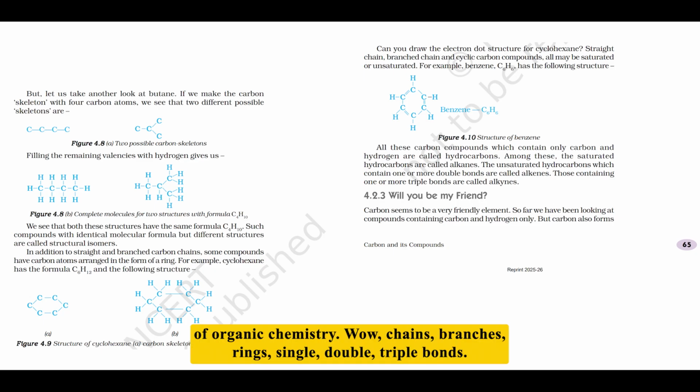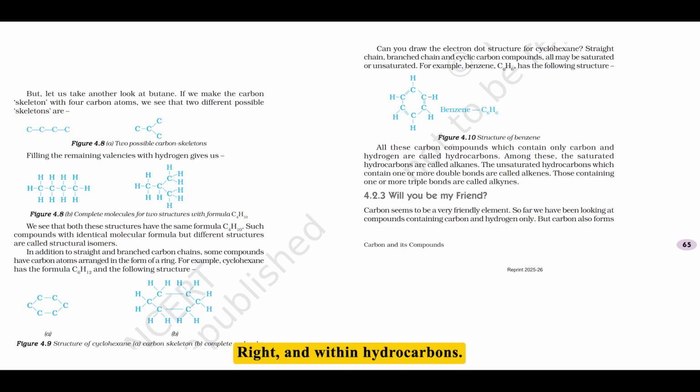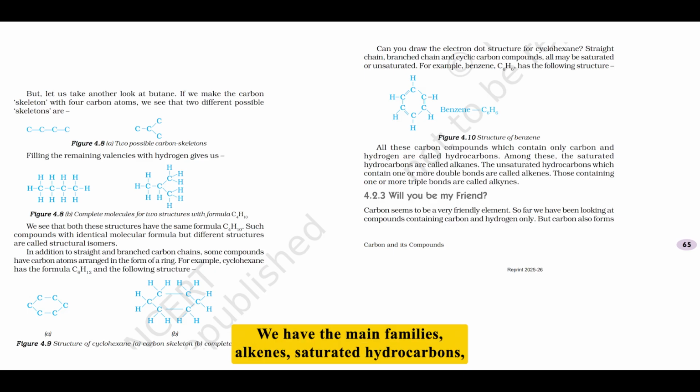Wow, chains, branches, rings, single, double, triple bonds. It really builds up complexity quickly. It does. And to keep things organized, we have classifications. Compounds with only carbon and hydrogen are hydrocarbons. Right, and within hydrocarbons, we have the main families.